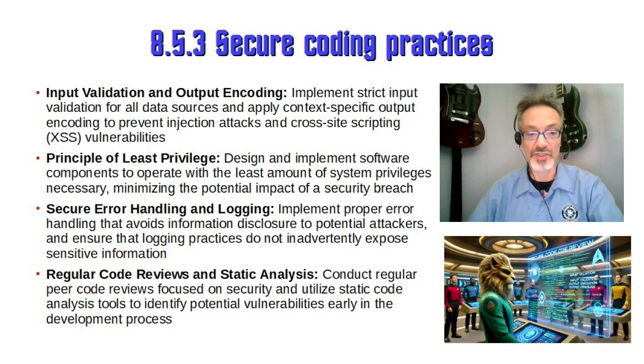Input validation and output encoding. Secure coding begins with properly validating all data inputs. This prevents many common vulnerabilities like injection attacks. Additionally, using context-specific output encoding helps prevent cross-site scripting by ensuring that untrusted data is properly handled when displayed.